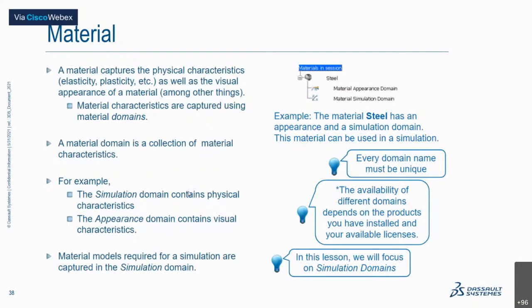Yeah. So coming on to the material aspects, now that we have defined the mesh properties and understood how to do them, we can go on to defining the material properties. What a material does is it captures the physical characteristics as well as the visual appearance of a given product. Your material characteristic is captured by a set of material domains. Your material domain could be a simulation domain or an appearance domain. The simulation domain contains the physical characteristics, while the appearance domain mainly has the visual characteristics.